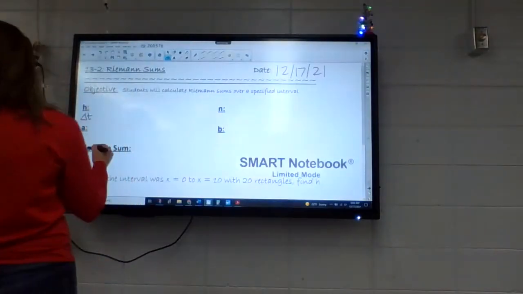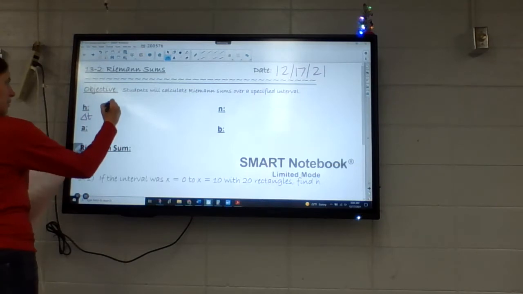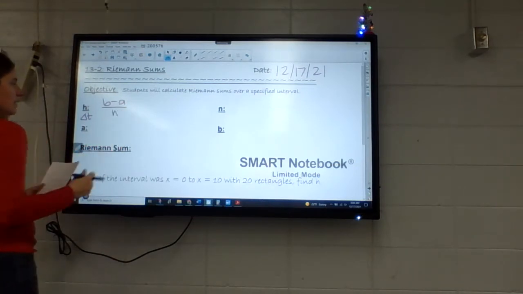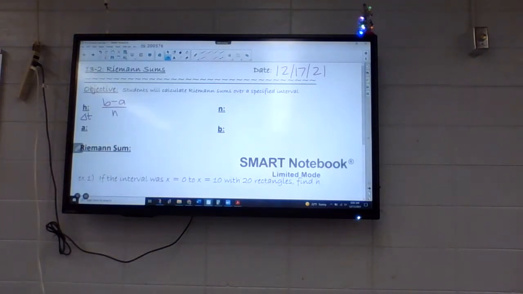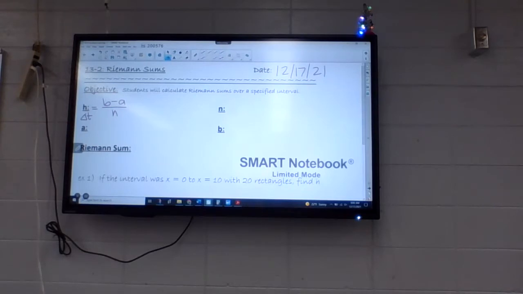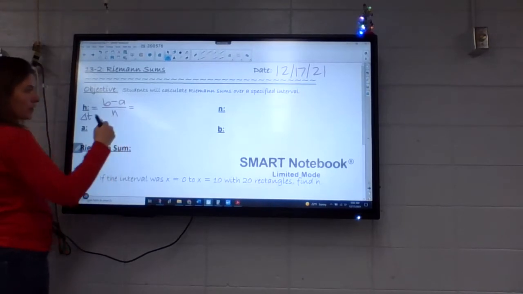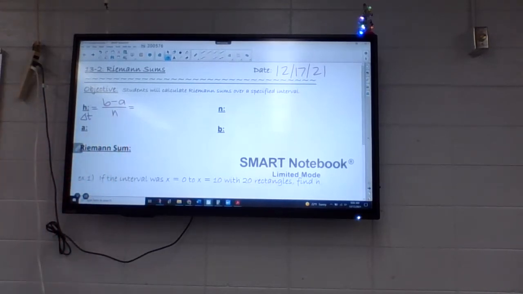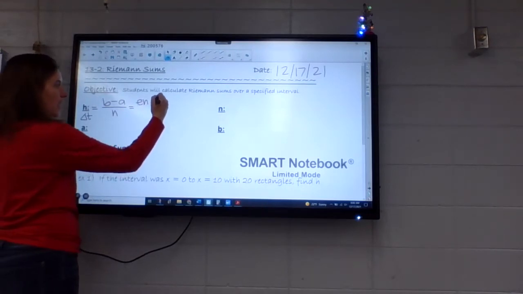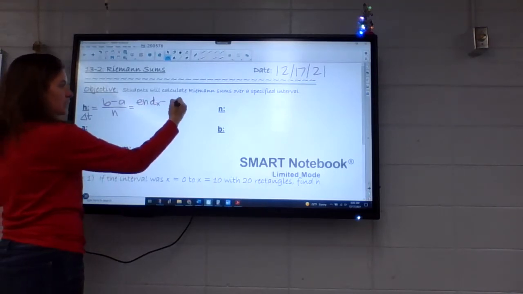So we have a formula for this, which is B minus A over N. And I'll explain what those stand for. So that's what H is. So the B is the end point, so it's basically the difference in the X values. So I'm gonna write end X minus start X.